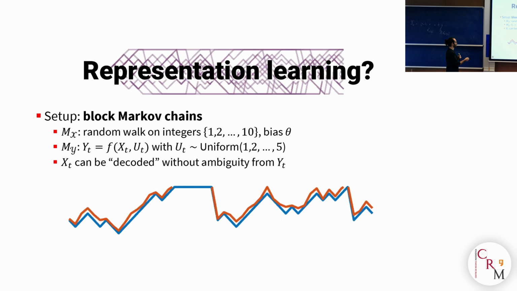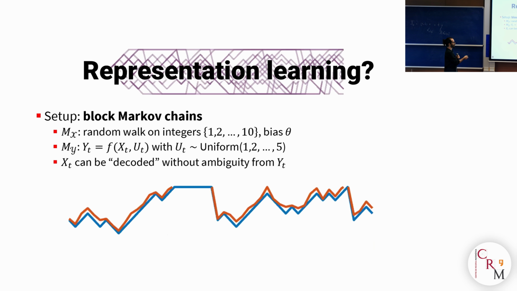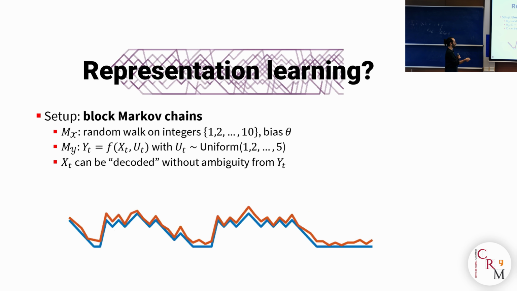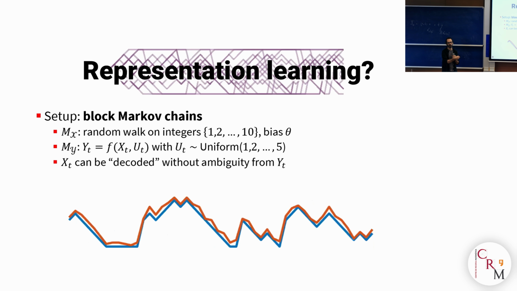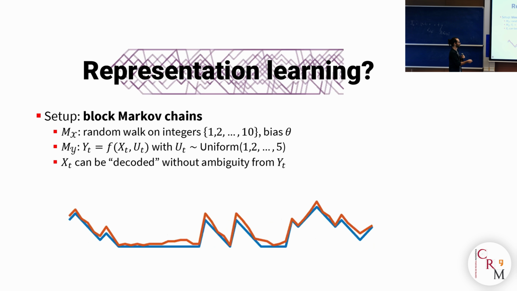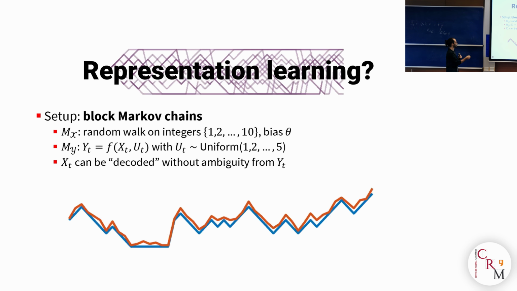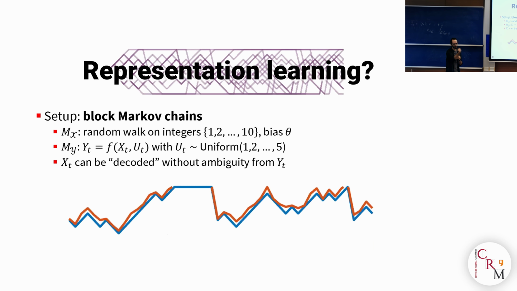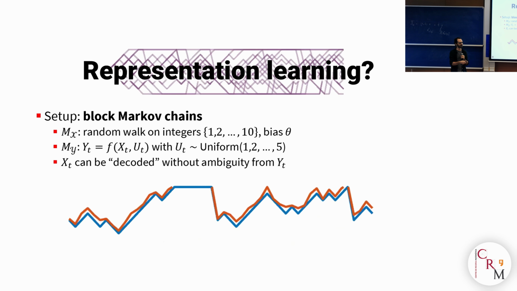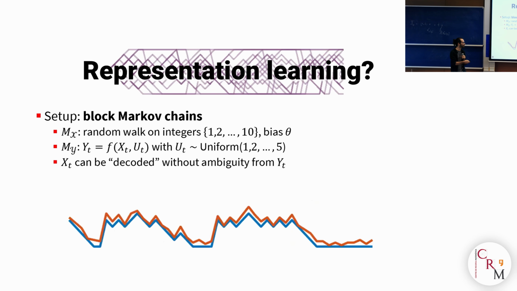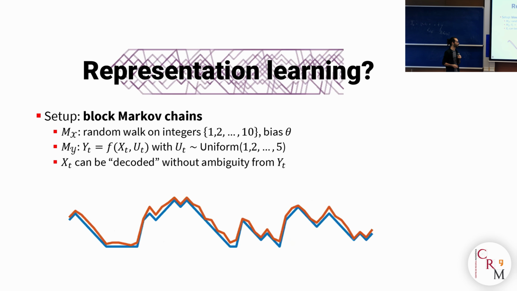Just imagine the following problem that I call block Markov chains. Imagine that I have Mx, which is just a random walk on the integers 1 through 10. And then I have My, which is the same process with some random noise added on top, right? So there's some Ut, which is uniformly distributed over the integers 1 through 5. And they are all going to perturb Xt, right? But you see that in order to predict Yt, I don't need to predict what this Ut is. I only need to know what Xt was in the previous round, right? So I don't need to learn this bit in order to predict the behavior of the process.